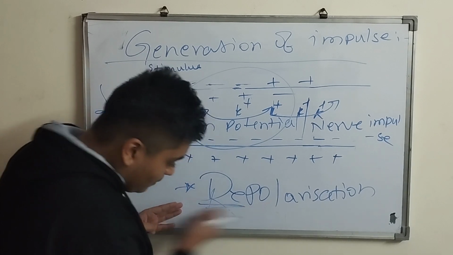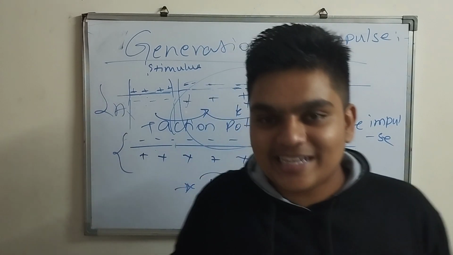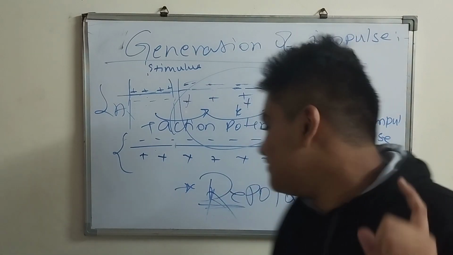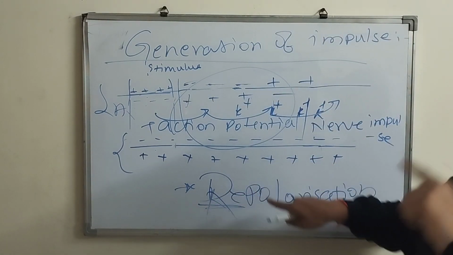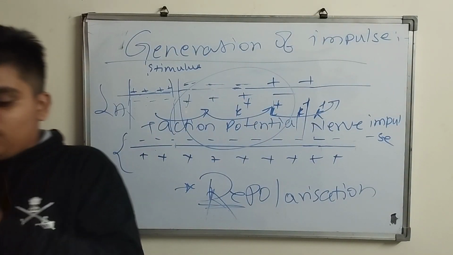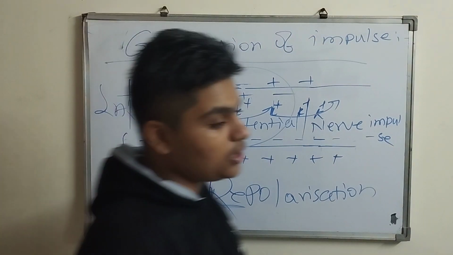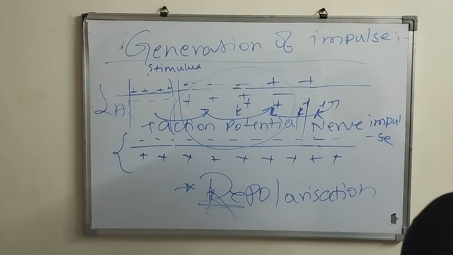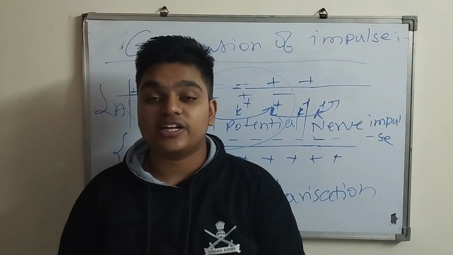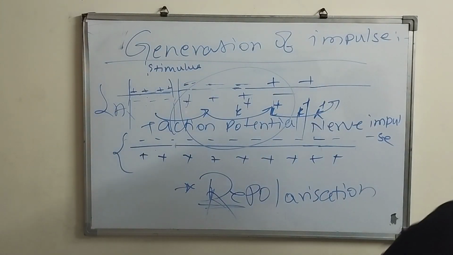See, depolarization is destroying, repolarization is regaining. Regaining polarity is repolarization. Destroying polarity is depolarization. Understand very clearly. Restoring is repolarization. And the starting state is your resting phase. Now this is your generation of impulse, and this is how the impulses travel all throughout the axonal membrane.